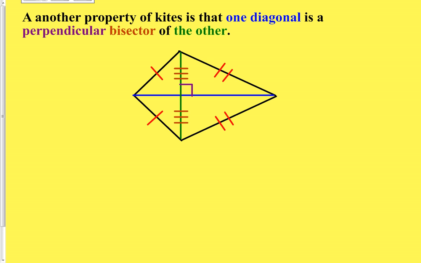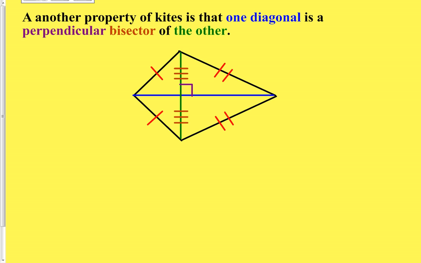Again, there are differing styles of tick marks on that diagonal that's bisected, because we do not know if these two lengths match any other length inside of the diagram. So we use a new set or style of tick marks.